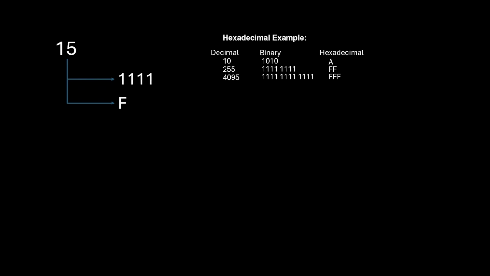Let's take the first 4 ones and map them in the hexadecimal table. We see 1111 is represented by F. Likewise, the other 1111 is also represented by F. So the equivalent hexadecimal of 255 would become FF.